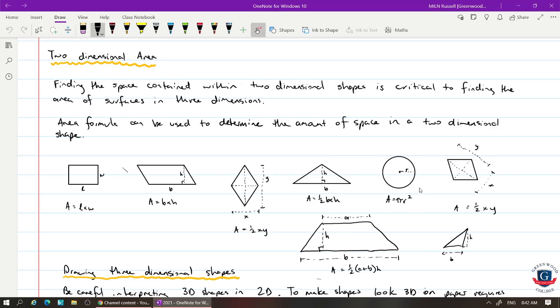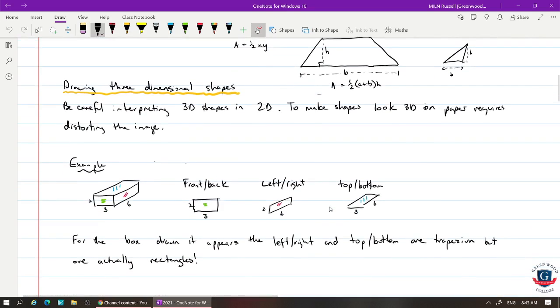Area of a circle is pi r squared. Area of a rhombus, similar to a kite, multiply the diagonals together times by a half. And area of a trapezium, this length A plus this length B, halve it, times it by the height. And we have all the two-dimensional areas.